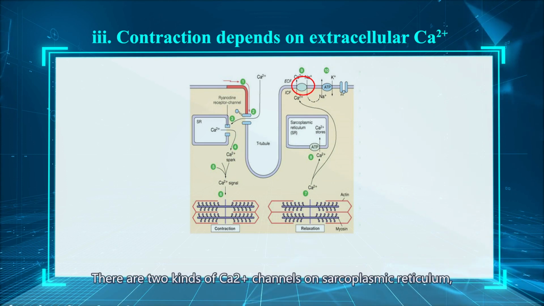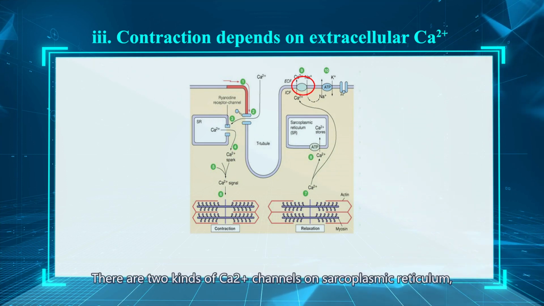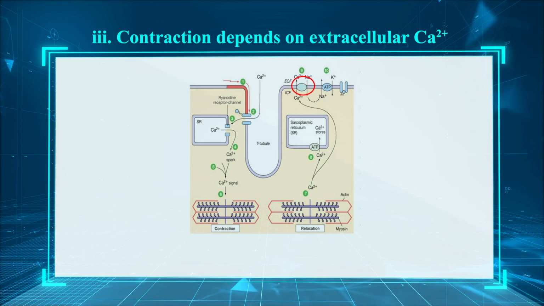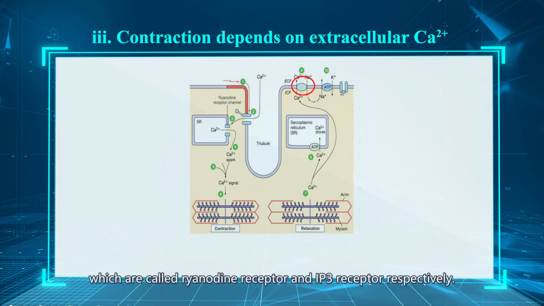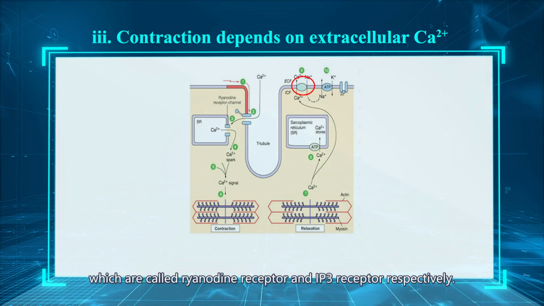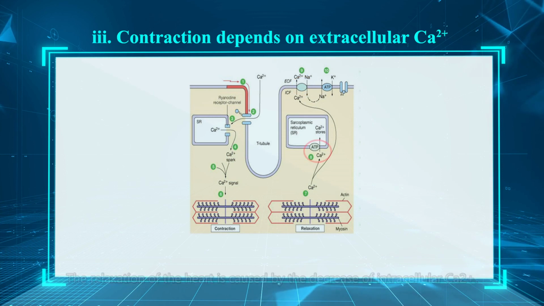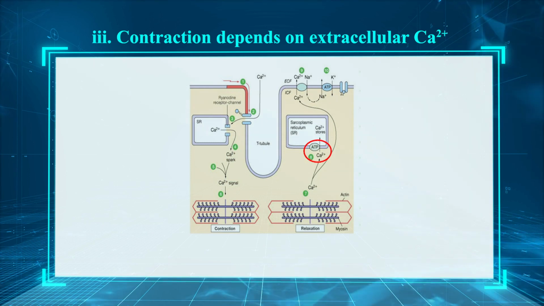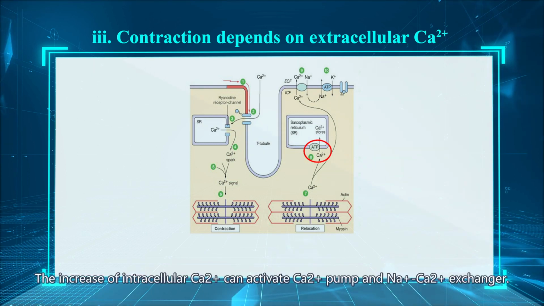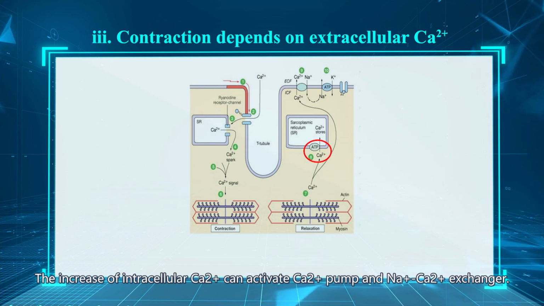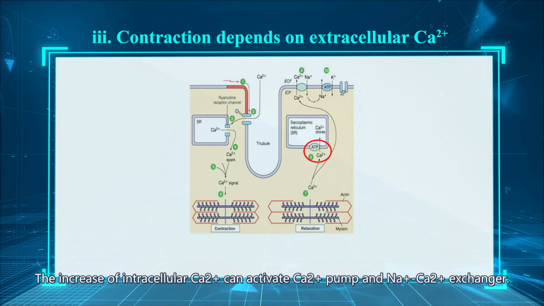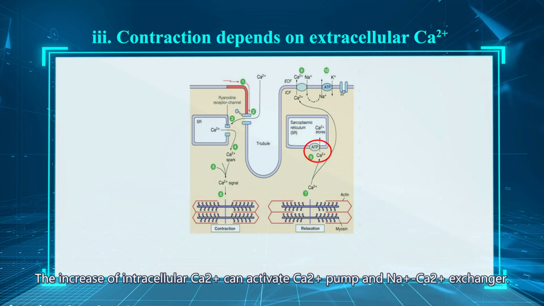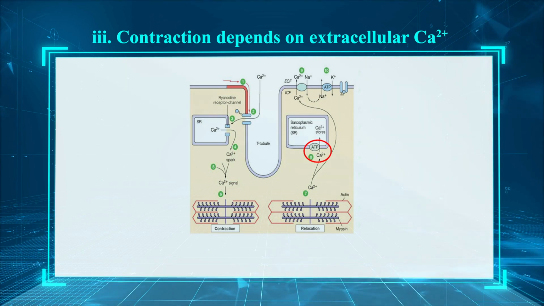There are two kinds of calcium channels on the sarcoplasmic reticulum, which are called the ryanodine receptor and the IP3 receptor, respectively. The relaxation of the heart is caused by the decrease of intracellular calcium. The increase of intracellular calcium can activate the calcium pump and the sodium-calcium exchanger.